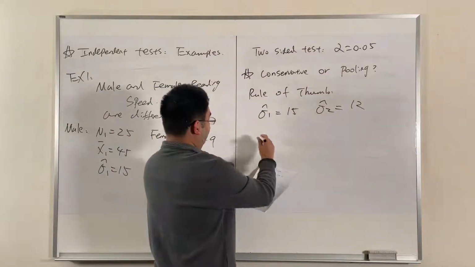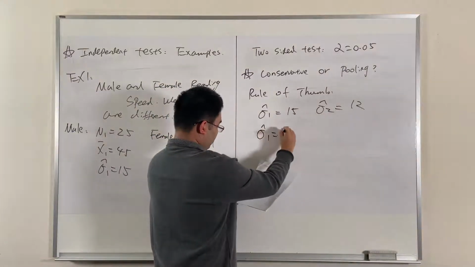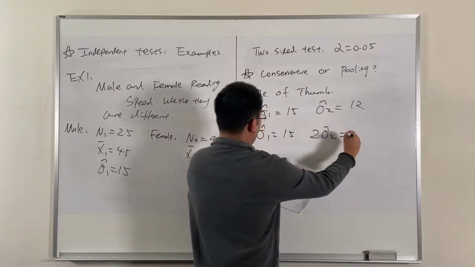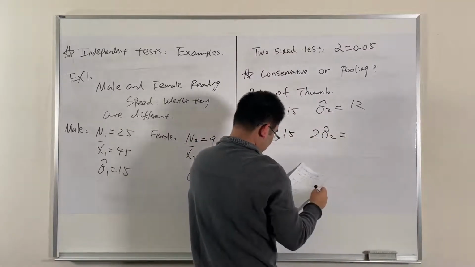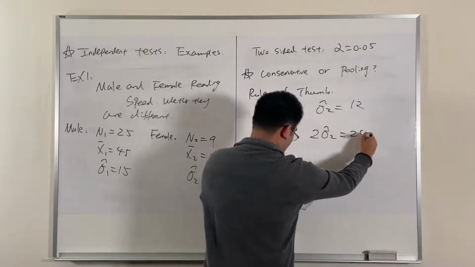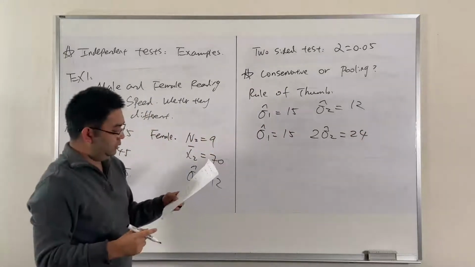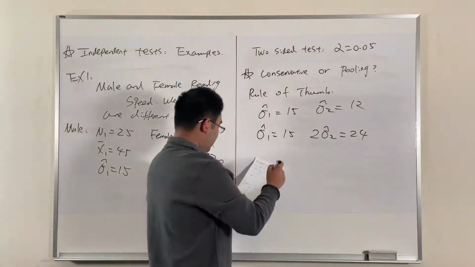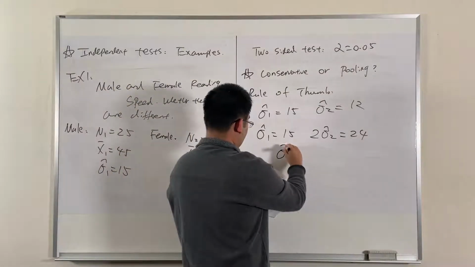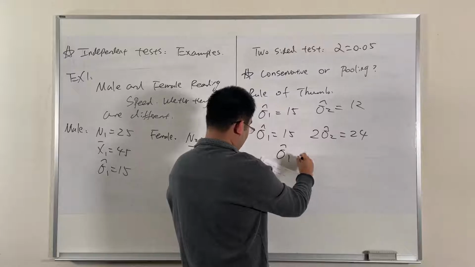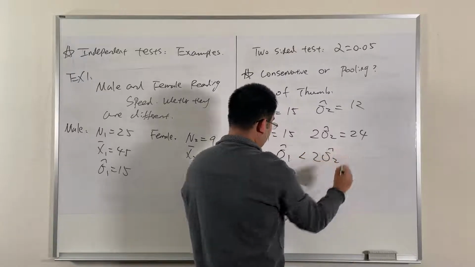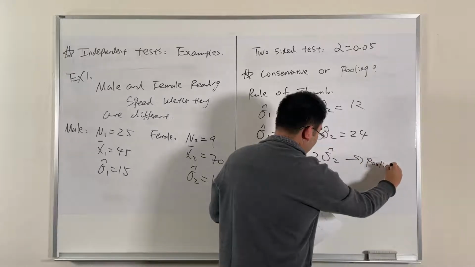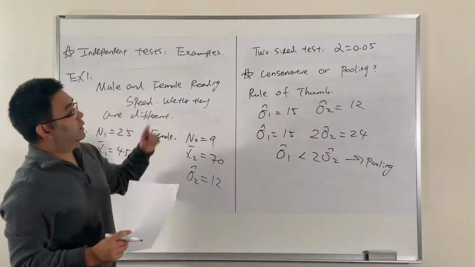So let's compare sigma 1 hat equals 15 to 2 times sigma 2 hat, which equals 24. In this case, our sigma 1 hat is less than 2 sigma 2 hat. Then we're going to use pooling. By this definition, we're going to use pooling, and then we do another one.